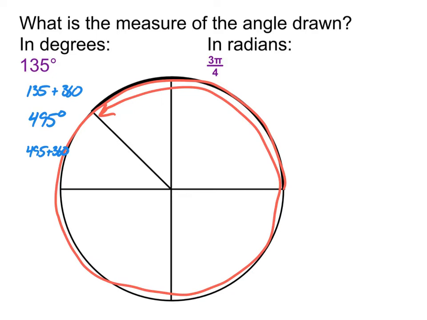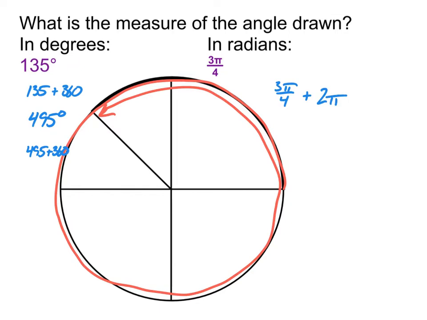Now, we also could do that in radians. In radians, we're going around an extra full time around the circle, right? Well, what is a full circle in radians? Well, hopefully you remember that part. I know that's fairly new. The full circle in radians is 2 pi. And so I could end up doing 3 pi over 4 plus the 2 pi.